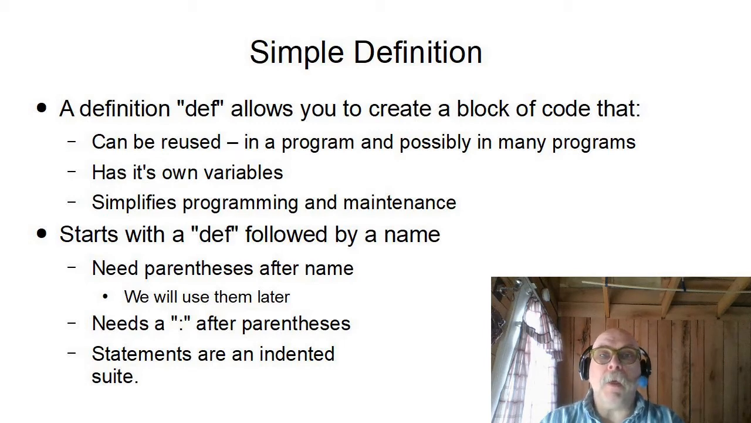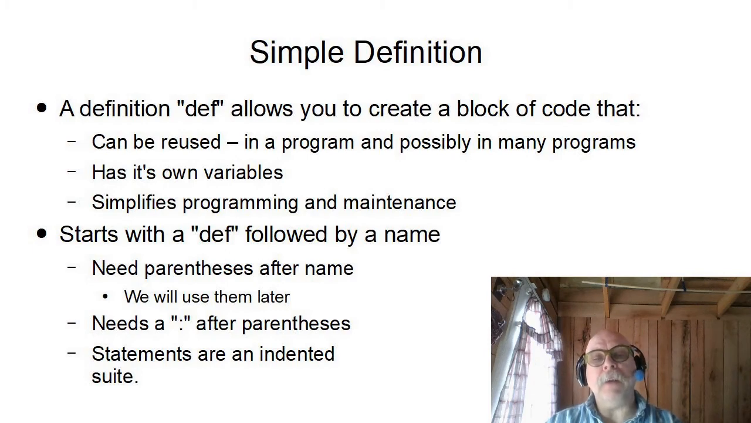You can even give it to another programmer, and as long as they understand how to use it, they don't really have to know what goes on inside the definition. Another advantage to a definition is that it has its own variables. So if a variable exists outside the definition and the same name is used inside a definition, usually they're two distinct variables, so you don't clobber the values outside the definition. Definitions are also part of creating classes, and that comes in Chapter 9 of the book.